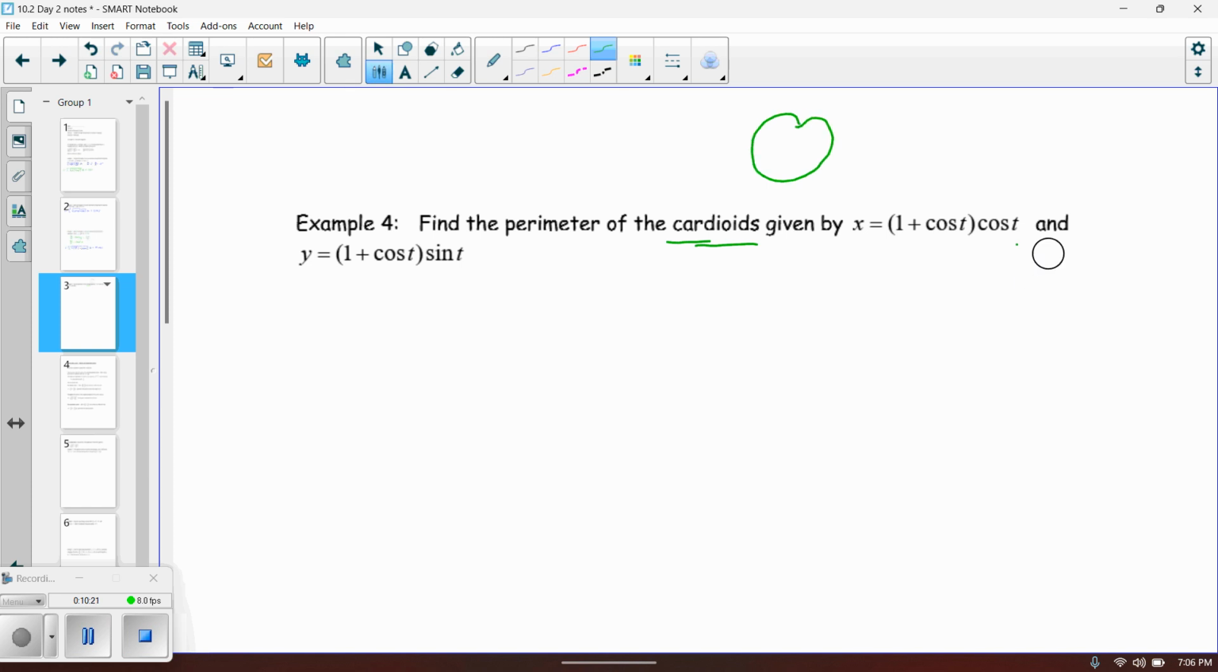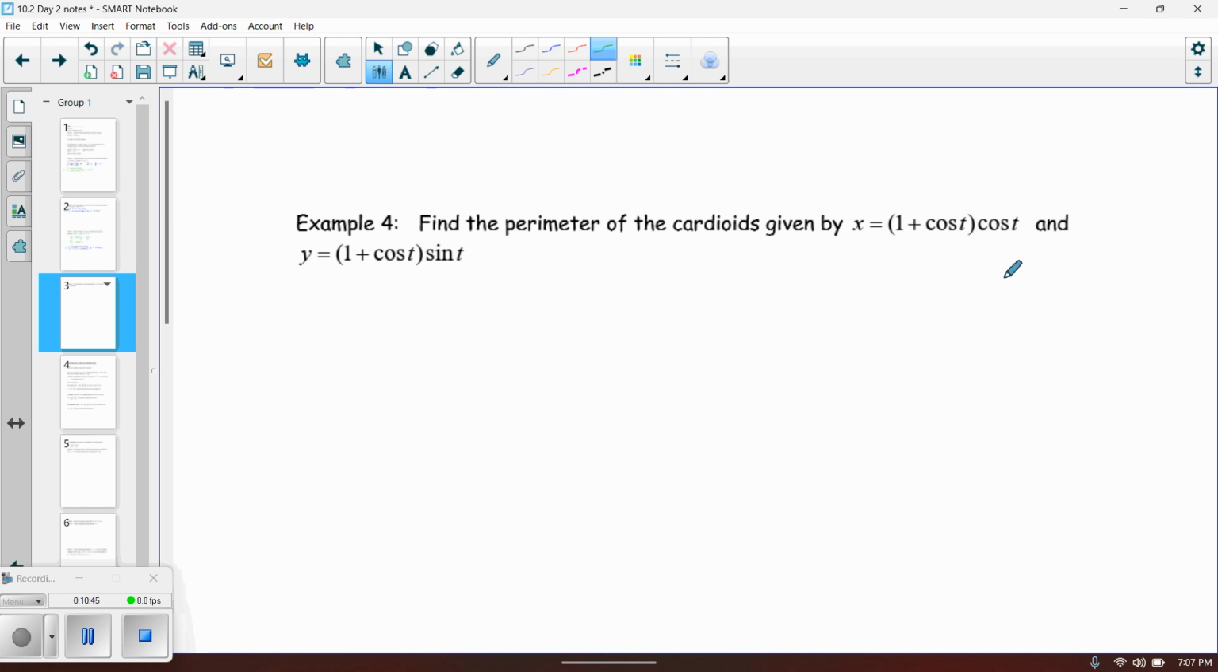That's kind of what cardioids look like, and it can be turned in different ways on the side and so forth. But that's what a cardioid looks like. Anyway, it says to find the perimeter of the cardioid that's given by those parametric equations. Well, to find the perimeter of something, you're finding the outside of it. Normally, if it was just a circle, we would call it the circumference. But the perimeter is just the outside, so it is just the arc length.